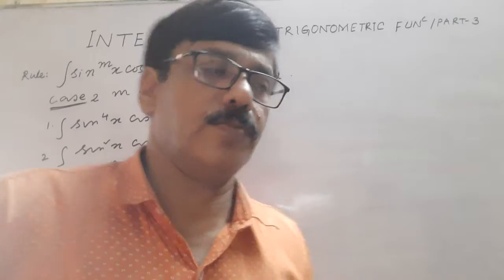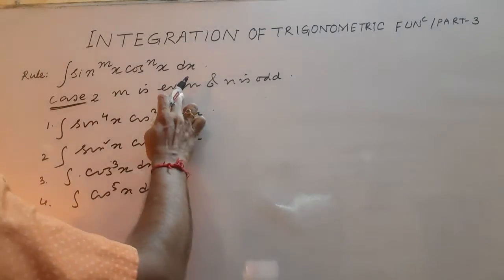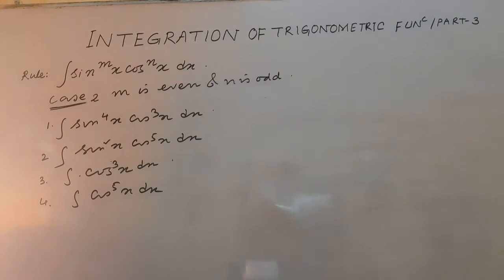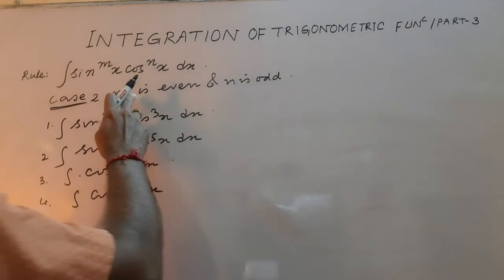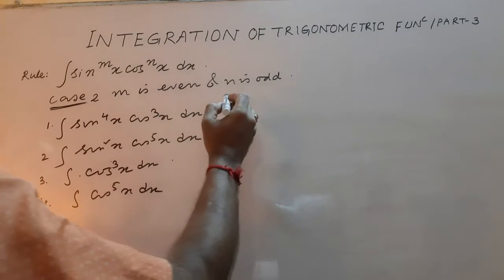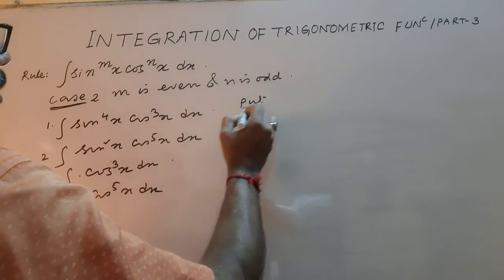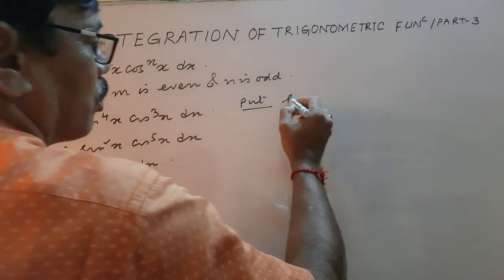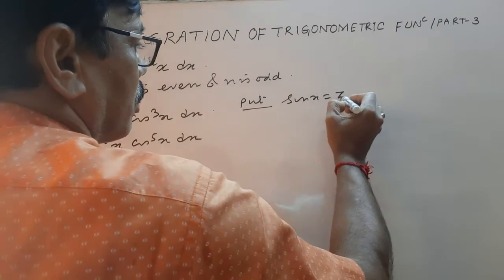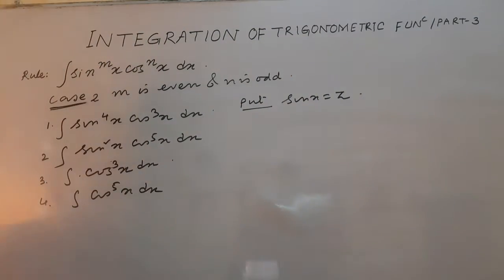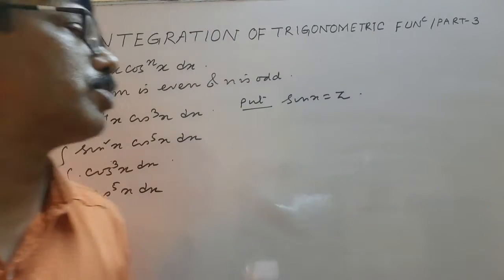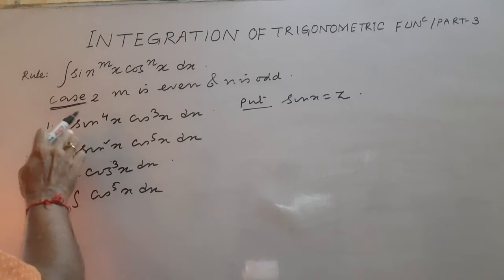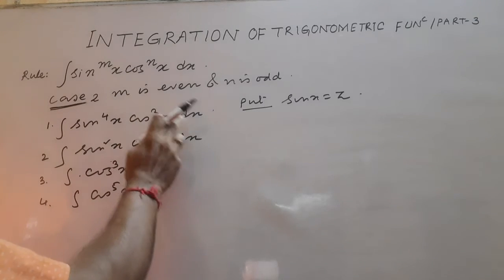Now case 2. m is even. m means the power of sin x is even. n is odd. So if m is even, the power is on sin x, so put sin x equals z. If m is even and n is odd, the even power equals z. Then exactly the same procedure. So look, sin to the power 4x cos cube x dx.